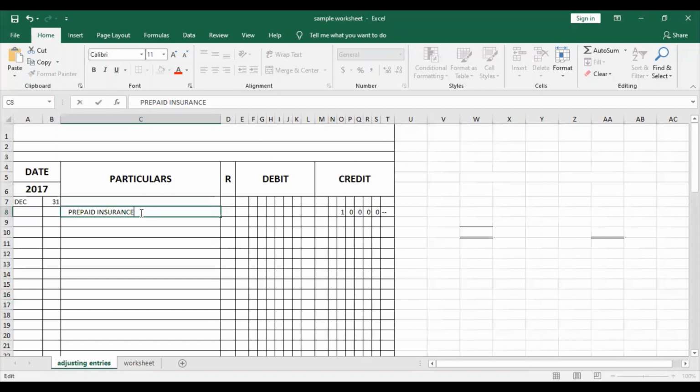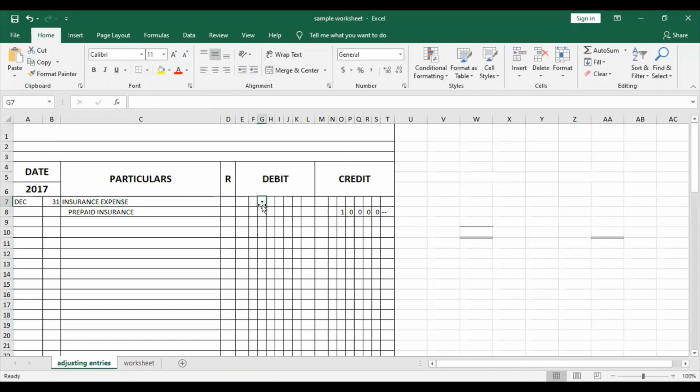Yung prepaid expense natin na insurance, nabawasan na siya ng 10,000 kasi daw it is already expired. If it is already expired, meaning it is already consumed, it is already used, it is already incurred. Kung gamit na ang insurance mo, consumed na, incurred na, it is already considered as an expense. Ano yung ginamit mo? Insurance. So, yung entry natin on the debit side is insurance expense. Bakit nasa debit si insurance expense? Kasi po, expenses increases on the debit side.